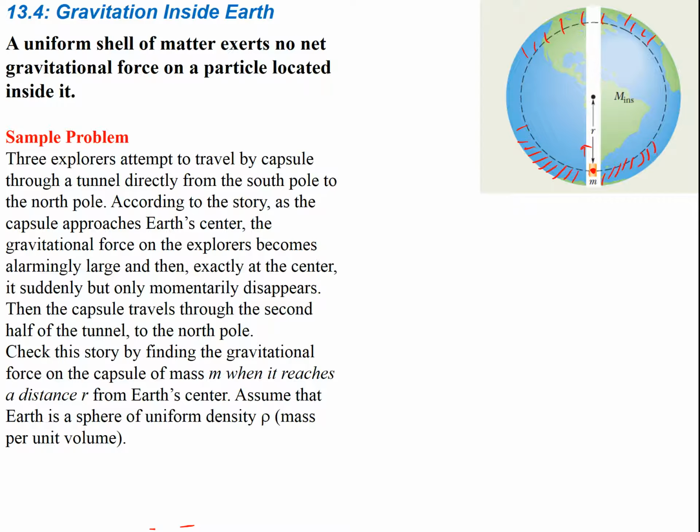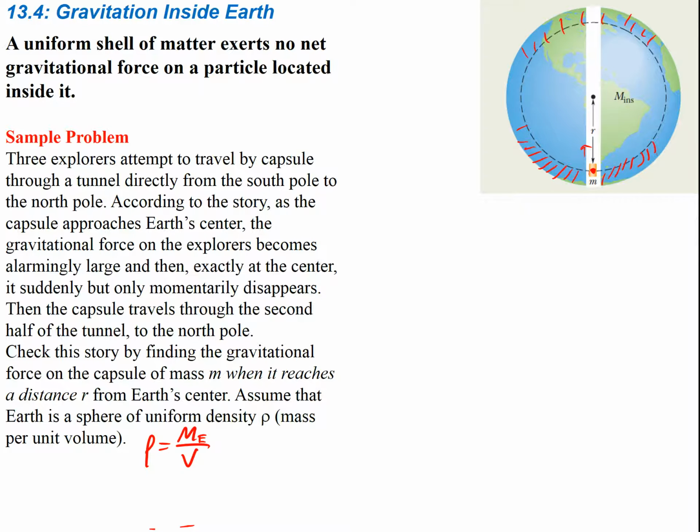So let's look at this problem. Three explorers attempt to travel by capsule through a tunnel directly from the South Pole to the North Pole. According to the story, as the capsule approaches Earth's center, the gravity force on the explorers becomes alarmingly large, and then exactly at the center it suddenly, but only momentarily, disappears when the capsule travels through the second half of the tunnel to the North Pole. So check this story by finding the gravitational force on the capsule of mass m when it reaches a distance r from the center of the Earth, and assume that the Earth's sphere is of uniform density ρ, which is mass per unit volume. So ρ is the mass of the Earth per volume.